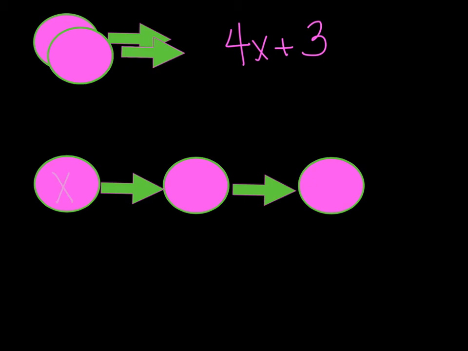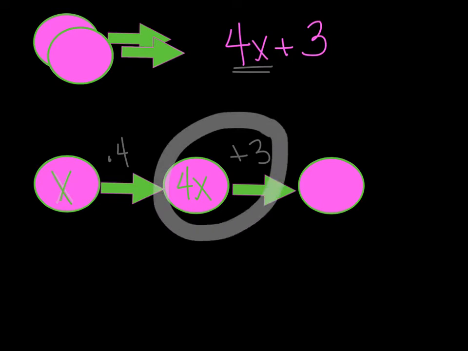So if my first bubble was an x, my first step following order of operations in the expression is going to be multiplication. So my first action arrow is multiply by 4. The resulting bubble is 4x. And my last step is going to be to add 3. So the last bubble is going to be a representation here of the previous bubble and the action arrow. So my last bubble will have 4x plus 3.